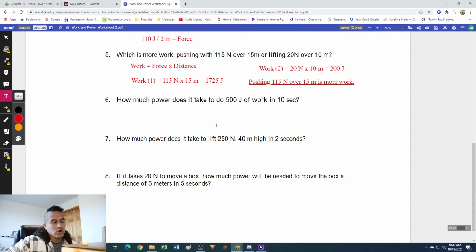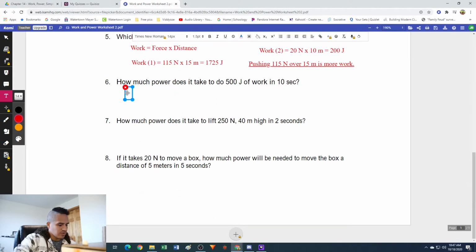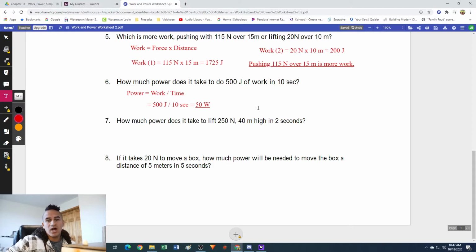All right, so now we have a power problem. Okay, now power is given up here. Power is work divided by time, which is also force times distance divided by time. So we know that power is equal to work divided by time. And in this problem, our work is going to be 500 joules. Our time is 10 seconds. Okay, so 500 joules divided by 10 seconds will give us our power, which in this case we are going to get 50. And the units of power are watts. Okay, so 50 watts of power will be generated.